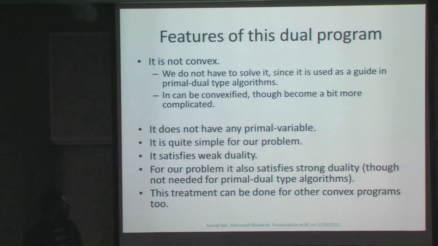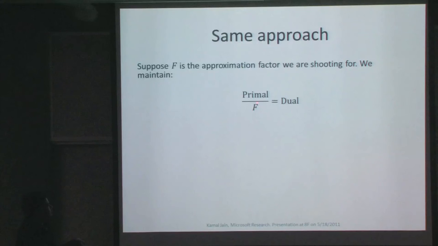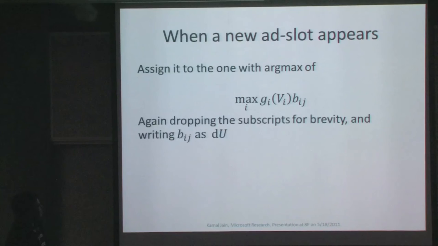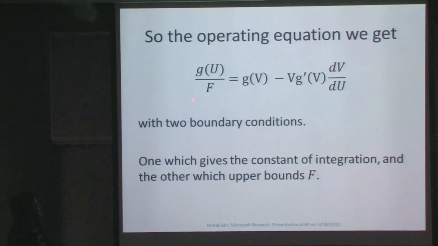So then you follow the same approach. These are some of these properties. You again follow the same approach. You take F, and you say that you are shooting for some F, and then you will set primal over F equal to dual. Now the question is, what is the worst case F you can choose for a given concave function? So you can represent this algorithm by this differential equation. And the worst case F is, what is the maximum F you can choose which satisfies some boundary conditions?